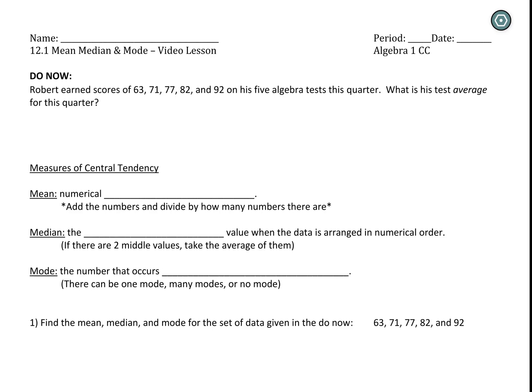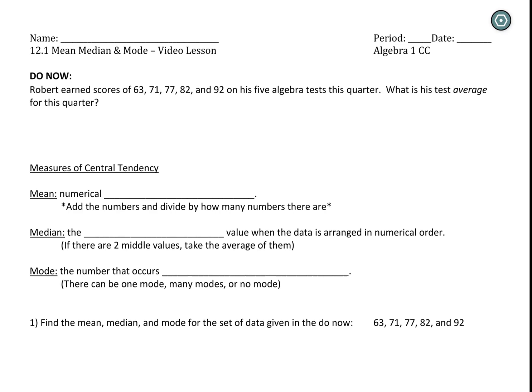So today we're going to talk about measures of central tendency, which is these three things: mean, median, and mode. But before we get into that, just take a second and think about the do now. If this was something you had to do on your own, how would you calculate the test average for Robert with these 5 grades that he has? All right, what would you do?